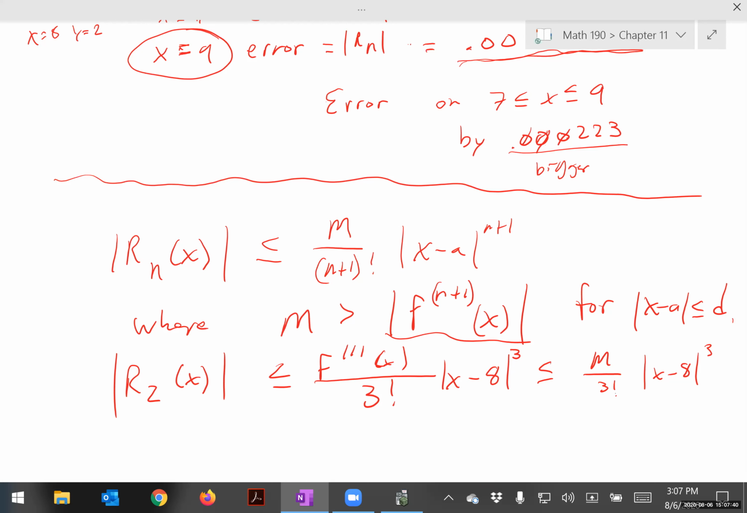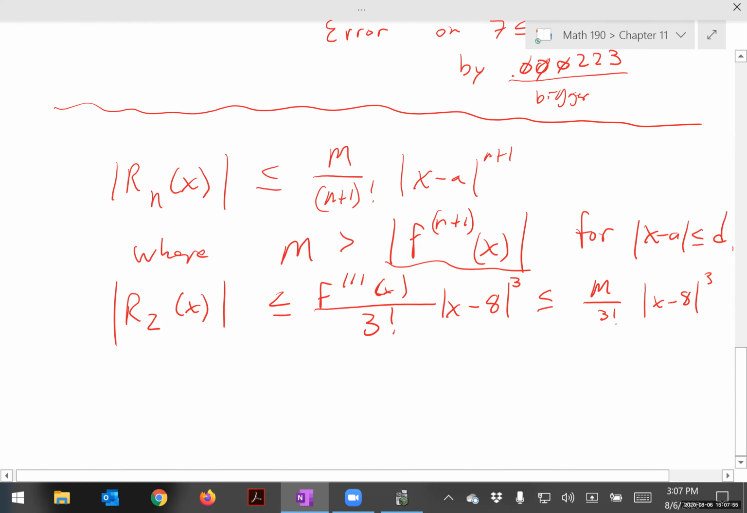Oh, this is f sub x? Yeah, f sub x, we can find something that's slightly lower than that. And so this is going to be for absolute value of x minus 8 less than or equal to 1. Why less than or equal to 1? Because x is bounded by 7 and 9. So x minus 8 is between negative 1 and 1. If I add 8, I get 7 to 9. So that checks. That works out.